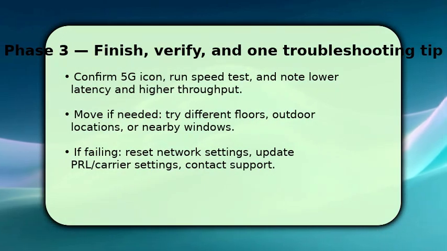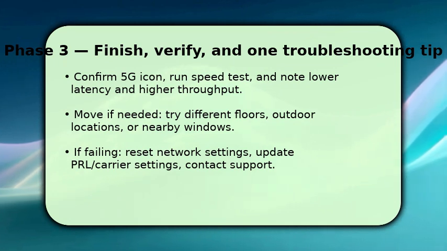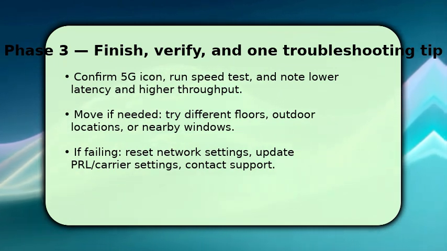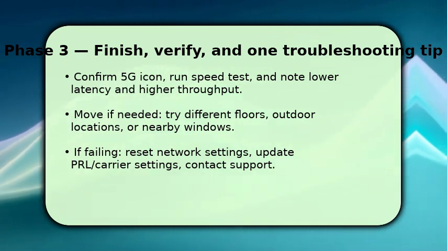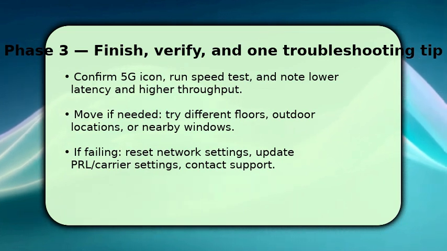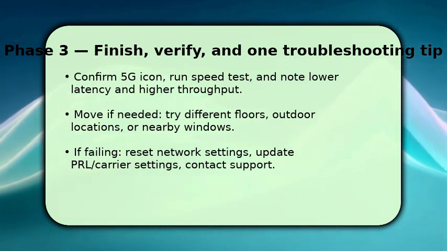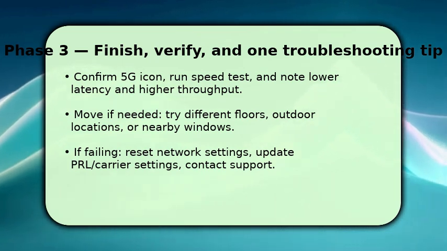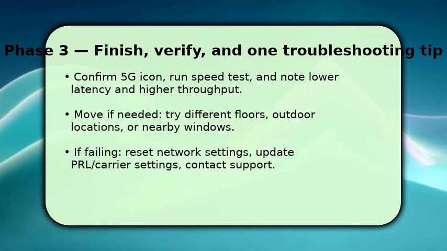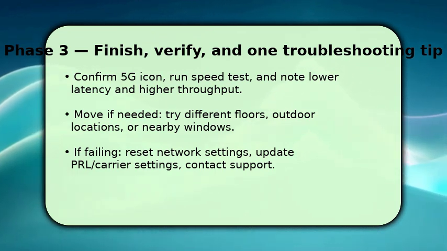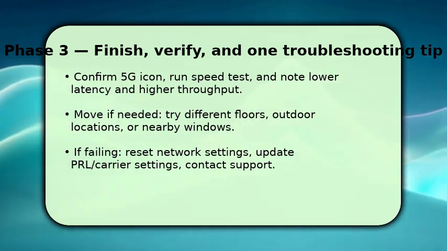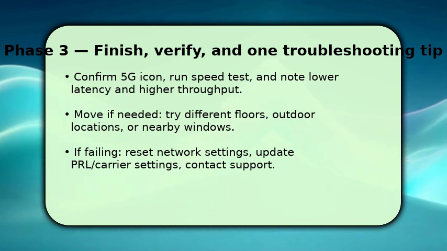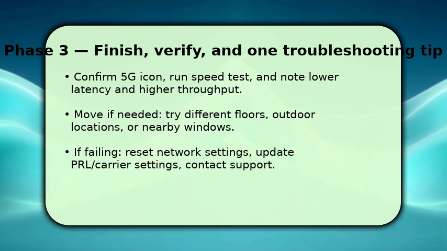Finally, verify you're on Jio 5G by checking the 5G or NR icon and running a speed test to confirm higher throughput and lower latency. If performance is weak, move outdoors or to a different floor. Signal variability is common. If you still can't connect, reset network settings, update carrier provisioning or PRL, and reinsert the SIM. These steps refresh provisioning. If problems persist, contact Jio support and provide cell ID and band info. This helps engineers troubleshoot site-level issues quickly.